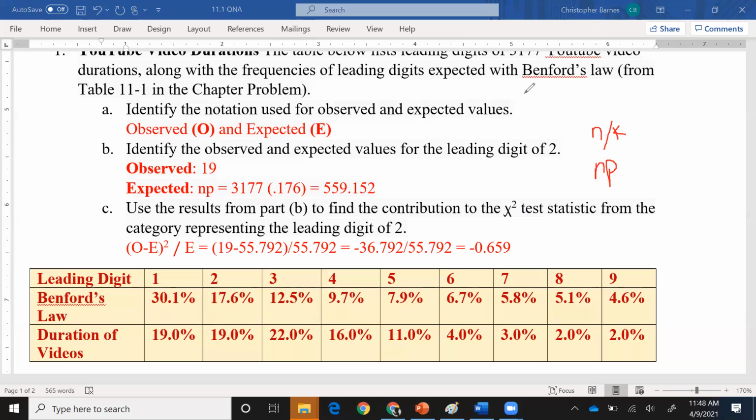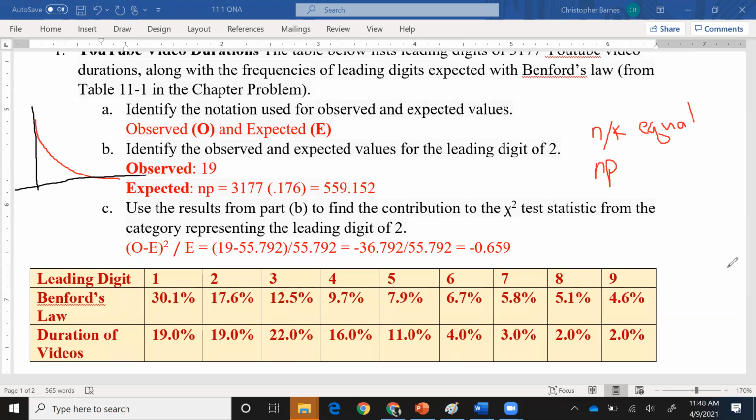It's n divided by k. And no, n divided by k is when they're equal. Benford's law is not equal, because remember, the curve kind of looked like this, a downward curve. So it won't be n divided by k. That's when they're all equal. That would be us taking 3,177 and dividing it by 9 categories, and then we just have an equal number for each of them.